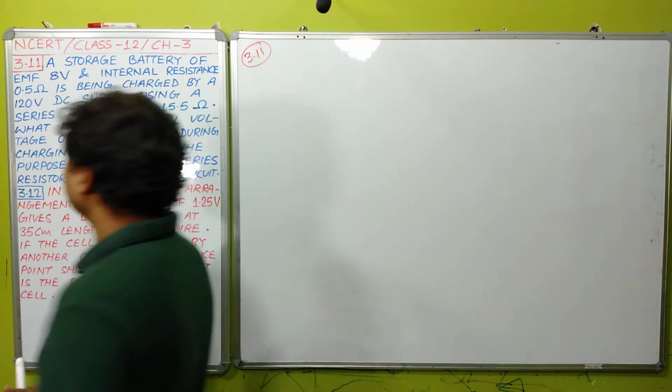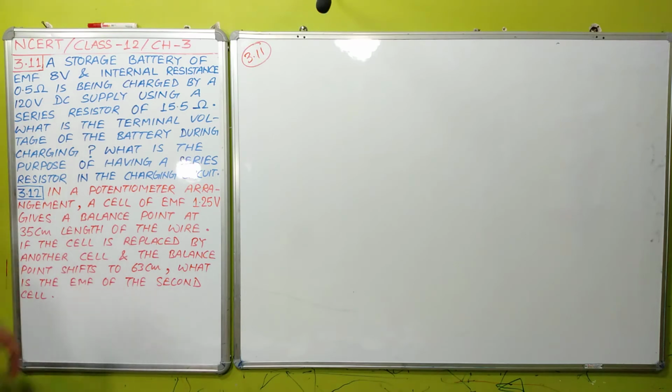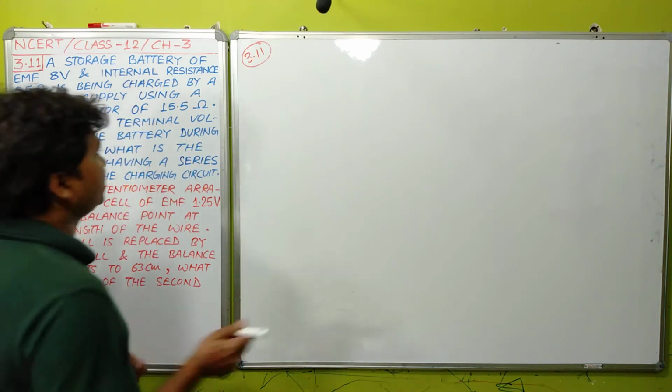Now students, question number 3.11. This question is saying a storage battery of EMF 8 volt and internal resistance 0.5 ohm is being charged by a 120 volt DC supply using a series resistor of 15.5 ohm.